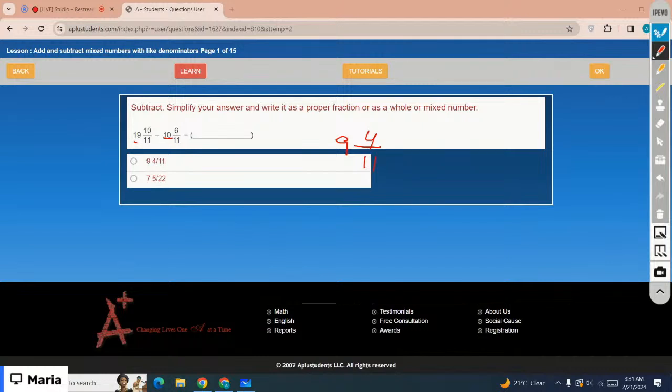Basically what you have to do is subtract the whole number part, like 19 minus 10. 19 minus 10 is 9, right? Then look at their fractional part. Both the fractions are 10 by 11 minus 6 by 11. The denominator is the same, so subtract their numerators. 10 minus 6 is 4. So that is 9 whole 4 over 11. Got it?